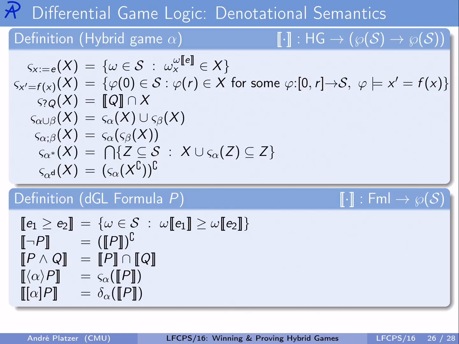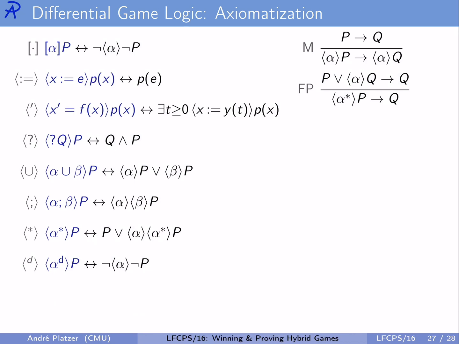Let's summarize what we've seen. We've seen from the compositional semantics of hybrid games, which were very easy, develop out of that axiomatic reasoning principles for differential game logic, which are just as compositional, where, for example, Daemon has a winning strategy in the hybrid game alpha to get to P, if and only if it is not the case that Angel has a winning strategy in the hybrid game alpha to get to the opposite, not P.